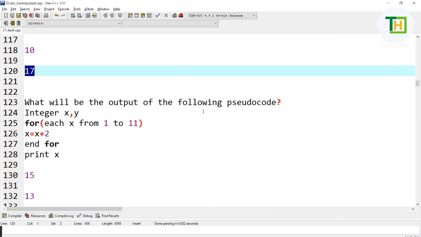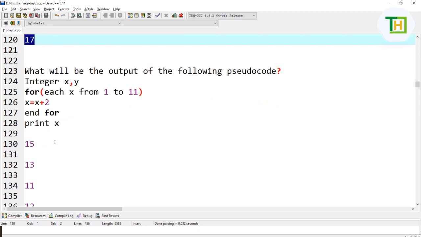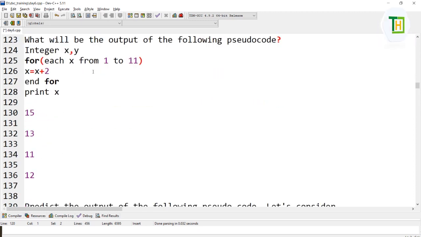What will be the output of the following pseudo code? For each x from 1 to 11, x is equal to x plus 2, and print x. And here the loop is going to be repeated 1, 2, 3 up to 11 times, right? Up to 11 times. And here x is equal to x plus 2. And finally, the same thing is operating a number of times, right?